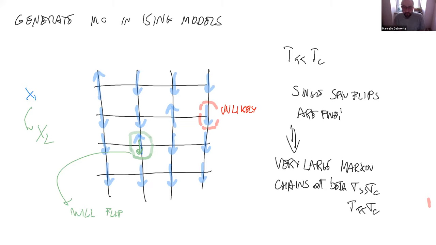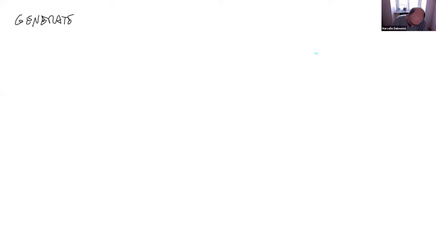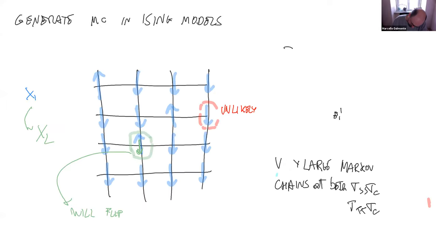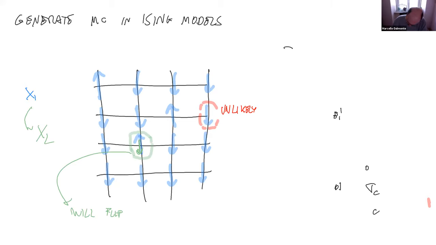Now the question is very clear. What happens close to TC? And close to TC, we are very short on time, what happens is that single spin flip will not be efficient at all. And the reason why it will not be efficient at all is because of what happens close to TC.